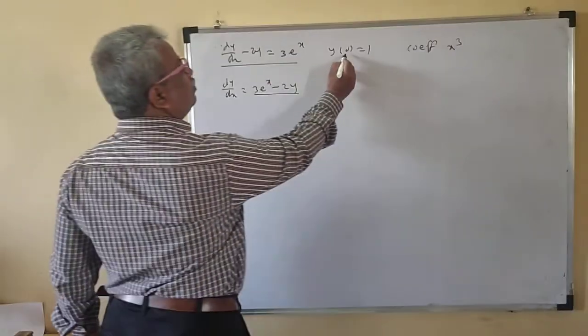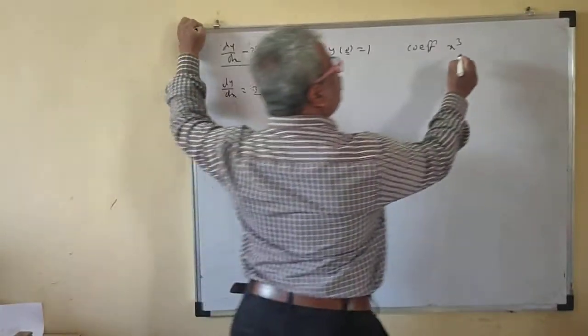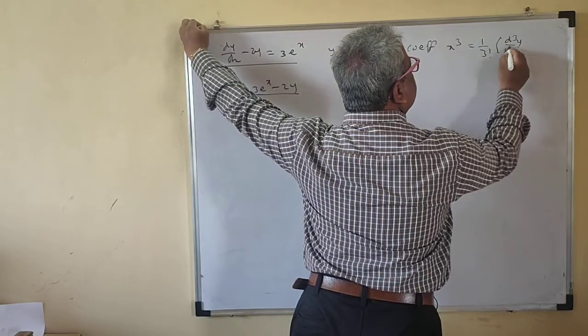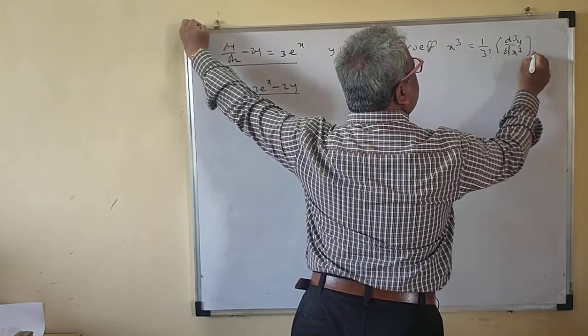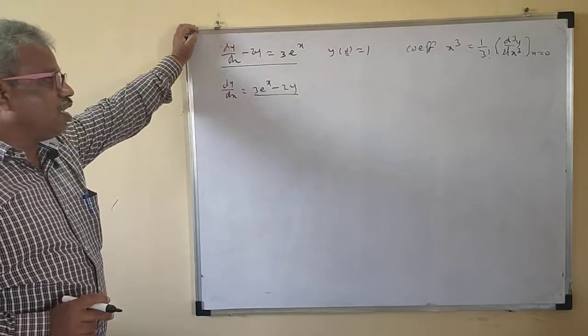Now 0 is there, 0 is there, and you want the coefficient of x cube. Okay, so the coefficient of x cube is 1 upon 3 factorial. So you want the third derivative at x is equal to 0. X is equal to 0 means y is equal to 1. Okay, so that you want.